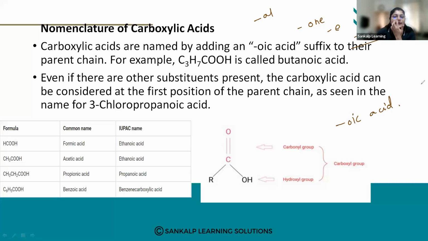Then for example, C3H7COOH is called butanoic acid. The e will be replaced by oic acid. Even if there are other substituents present, the carboxylic acid carbon is considered the first position of the parent chain, as seen in the name. So whenever you have other groups also, your carboxylic acid should be considered the parent chain and you can give the name.